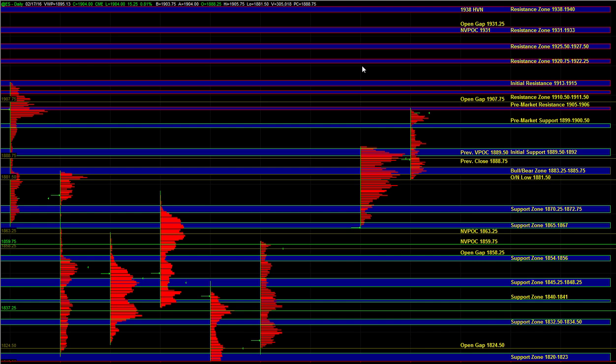Let's see if the buyers can hold ES above the pre-market support zone. That'll help set the tone for the morning, and we'll take it from there.